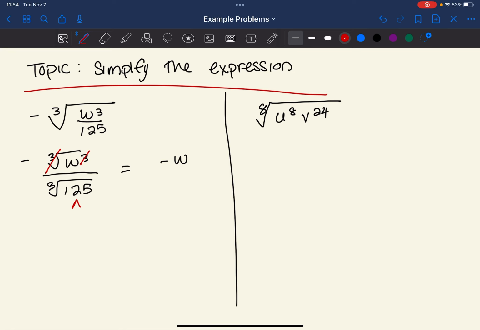We know 2 doesn't go into 125. So let's check 3. 3 doesn't, so I think 5 goes into 125 25 times, and then 5 goes into 25 5 times. Since this is a cube root, we do groups of 3. Since there's only one group of 3, that tells us our answer is going to be 5. So that means we have the simplified expression of negative w over 5.